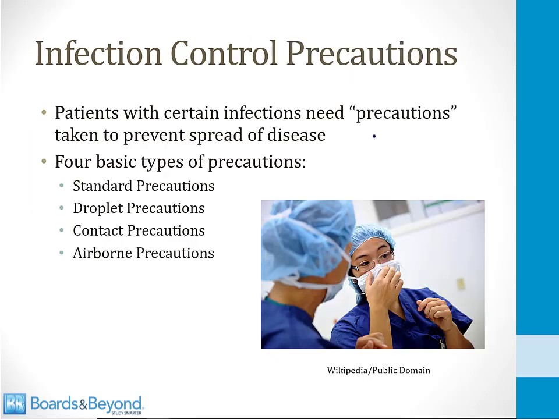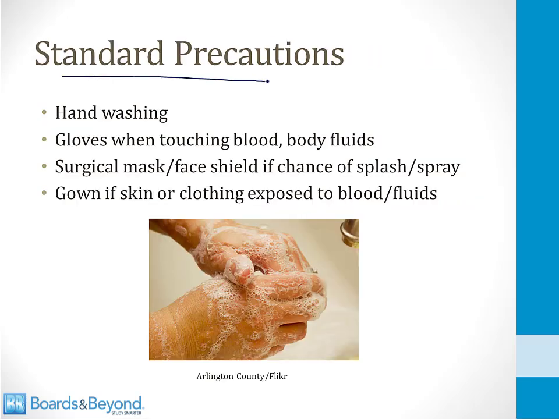Patients with certain types of infections need precautions taken to prevent the spread of disease, and there are four basic types of precautions used by hospitals. First, there are standard precautions. These are applied to all patients, whether they have an infection or not. Then there are higher levels of precautions used in special circumstances that we'll talk about in a minute. These include droplet precautions, contact precautions, and finally, the highest level of precautions are the airborne precautions. These are also called respiratory precautions or TB precautions because they're often used among patients with active tuberculosis infections. Standard precautions are precautions that are basically applied to any patient in the hospital.